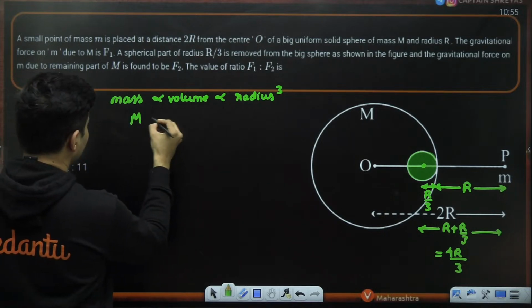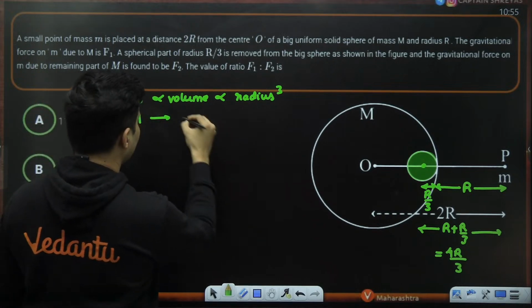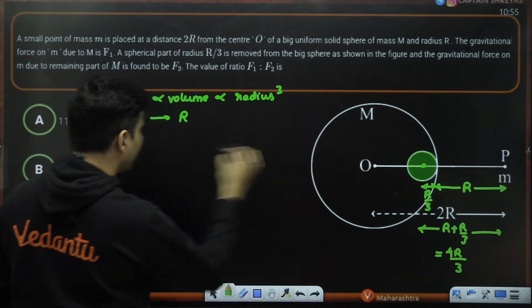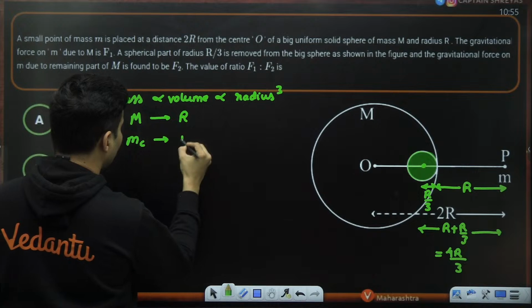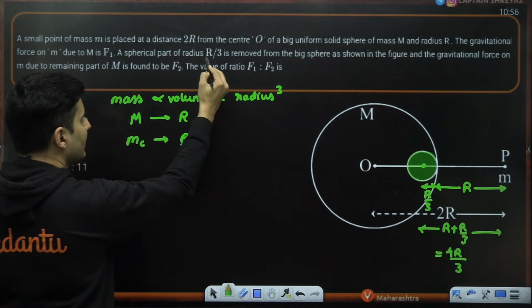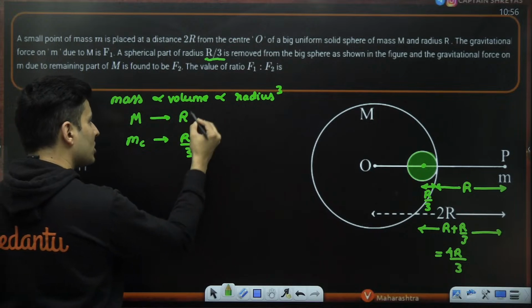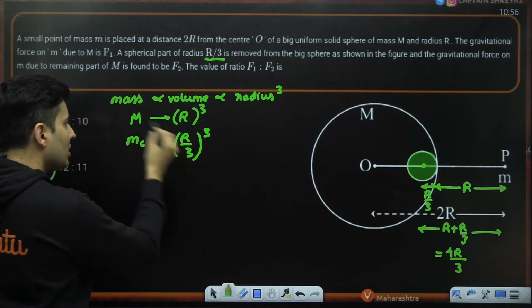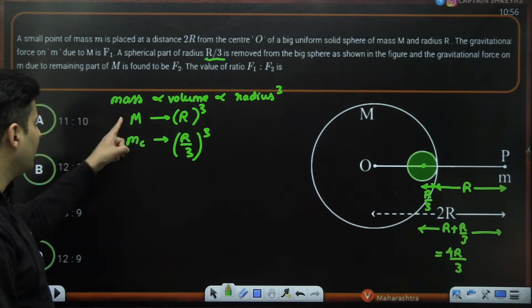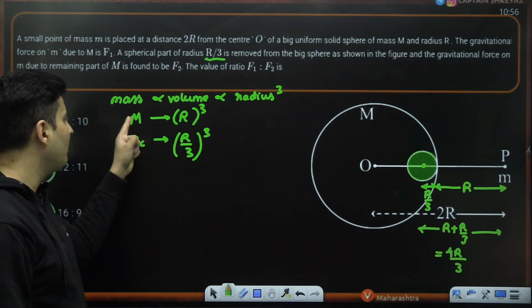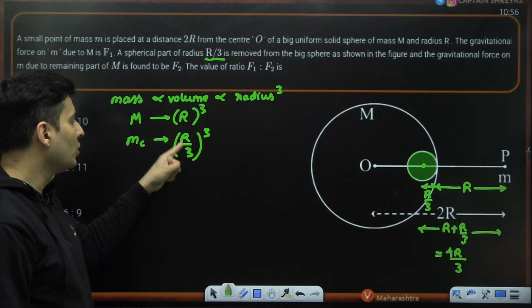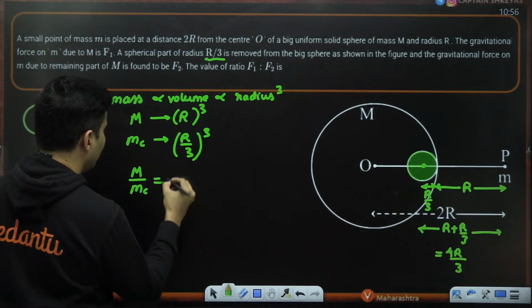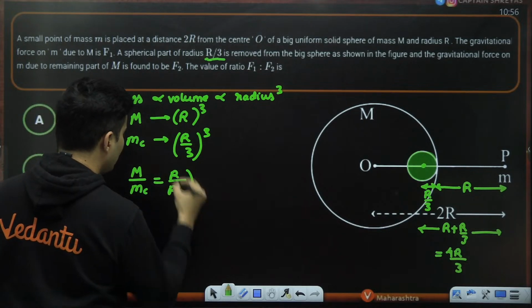So, if the mass is completely m, the radius was, let's say, r, and now the mass of that particular cavity has to be found, the radius is r by 3. So since it is proportional to the cube of the radius, just do the simple unitary method. Mass is proportional to cube of radius, so m by mc is r cube by r by 3 cube.